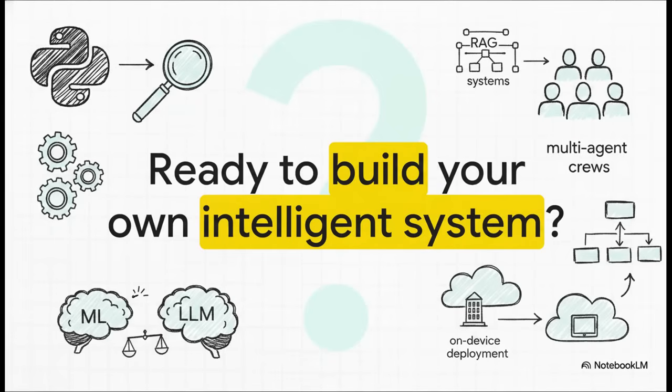We have covered a tremendous amount of ground today. From that foundational Python code to data processing libraries, understanding when to use traditional ML versus LLMs, architecting RAG systems, deploying multi-agent crews, and finally making that critical choice between cloud and on-device deployment, you now have the complete blueprint for the modern AI stack. The only question left is, with all these incredible tools at your disposal, what are you going to build first?